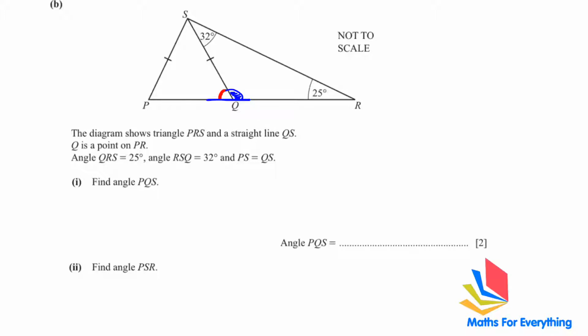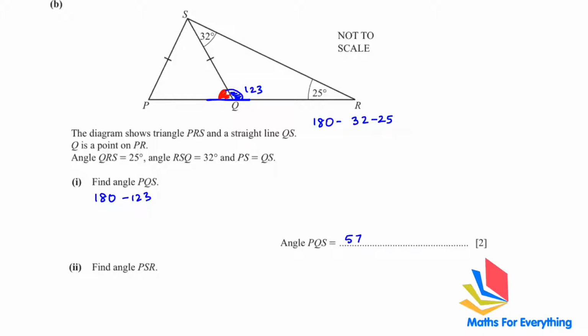How can we find that? 180 minus 32 minus 25. There are two ways to solve this. I'm showing you one this way. So this is 123. And to find PQS, we will subtract 123 from 180 and get the answer 57.